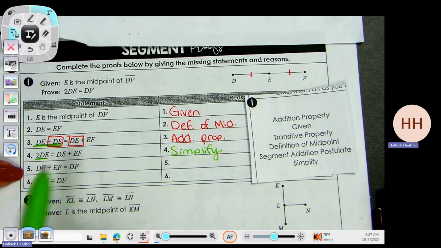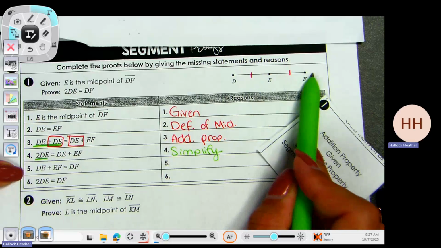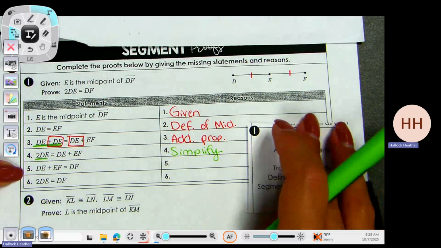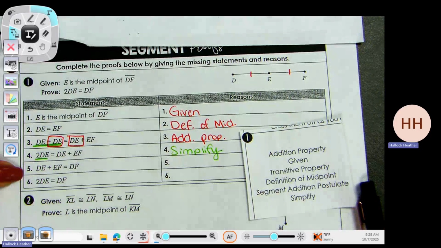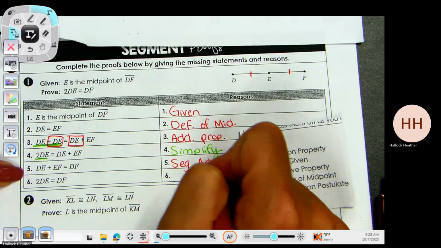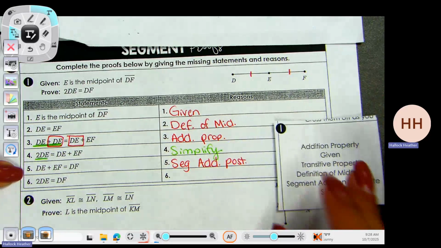Then it tells me DE plus EF equals DF, if I look at my picture. That's segment addition, because you're taking piece plus piece equals whole thing. Anytime it's piece plus piece equals whole, that's segment addition postulate or angle addition postulate, whatever you're talking about. And then obviously the last one's going to be what?